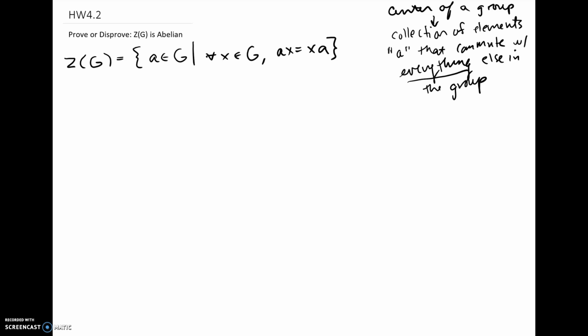So abelian just means that AB equals BA, right? So we're trying to prove if we have two elements of the center of a group that they must commute with each other, which makes sense because if you're in the center of a group, you commute with everything else in the group. So we're going to prove this.